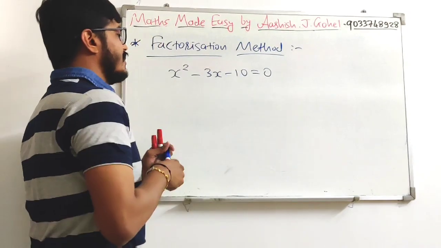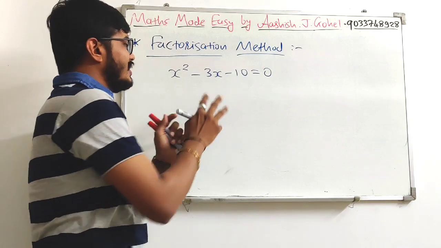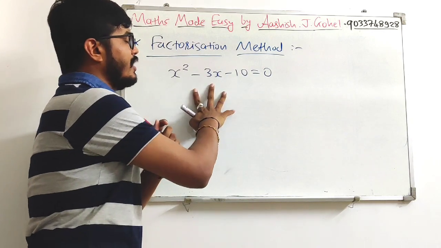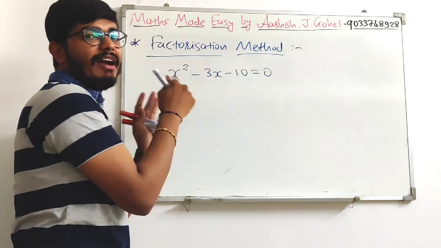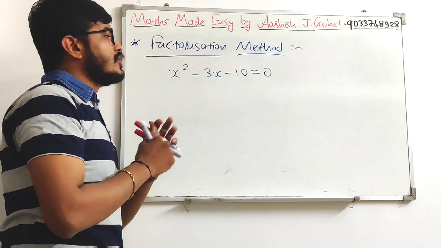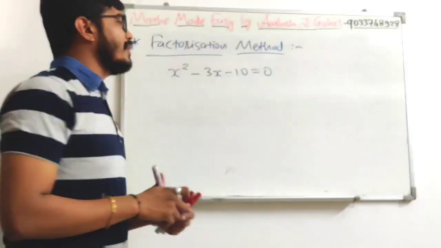So here one equation is given, x square minus 3x minus 10 is equal to 0. Actually in this equation 3 terms are available, but we want to split the middle term. We will make it 4 terms and after that we will take the terms common. So how to split the middle term? The procedure is that you need to remember.